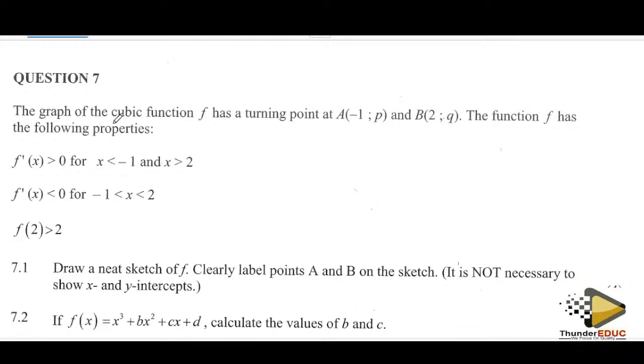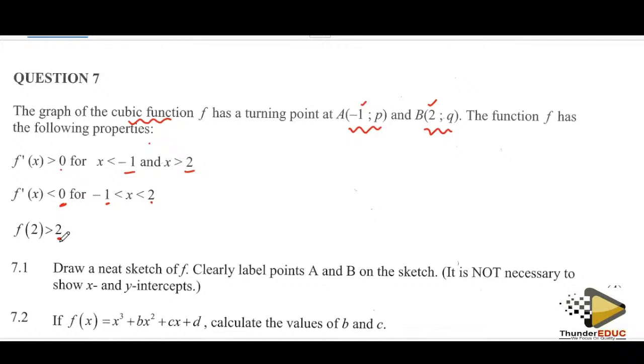They are telling us that the graph of a cubic function f has a turning point at this a and then at that point. And then the graph has the following properties. The first derivative is greater than 0 where x is less than -1 and x is greater than 2. Remember, these are the points here. Then the first derivative is less than 0 where x is between -1 and 2, so this interval. And then f of 2 is greater than 2.